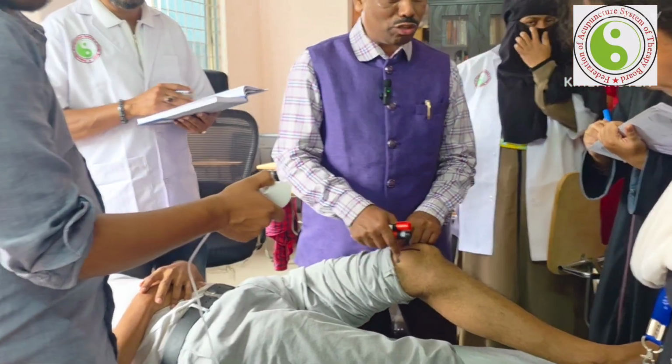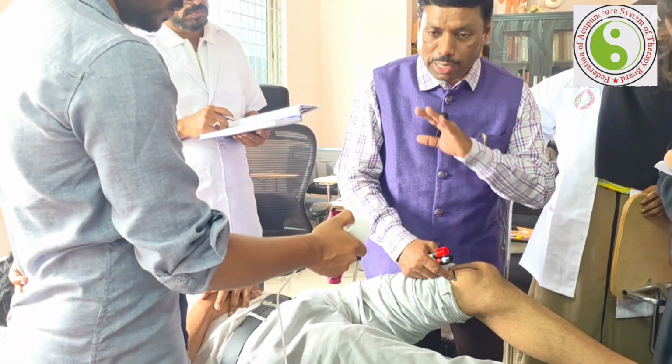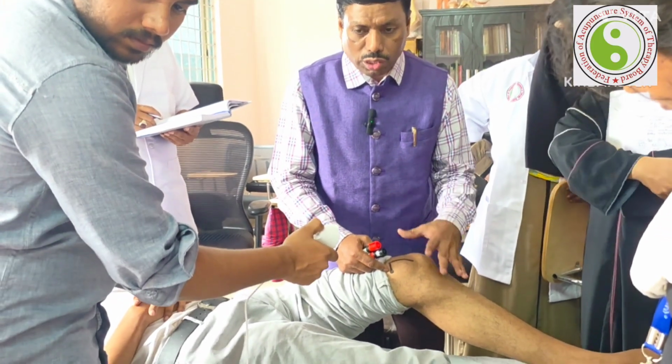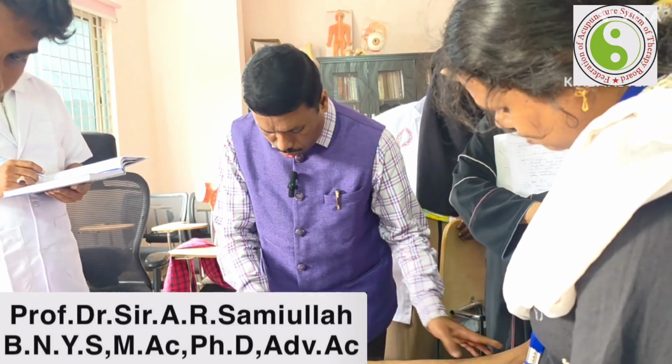To that region, that is known as Spleen 10. This is the ideal point to treat all blood-related disorders. It is called the Sea of Blood, Xuehai. Xuehai means the ocean of blood. So I need not apply here.